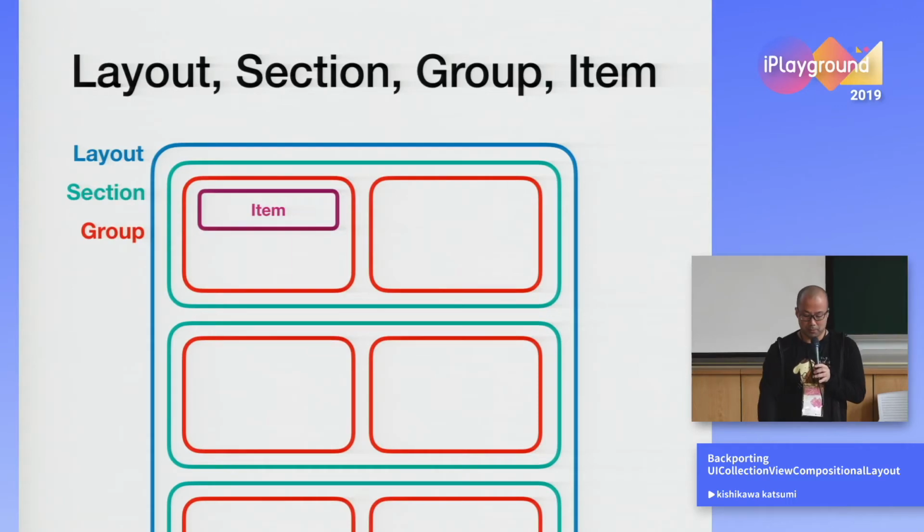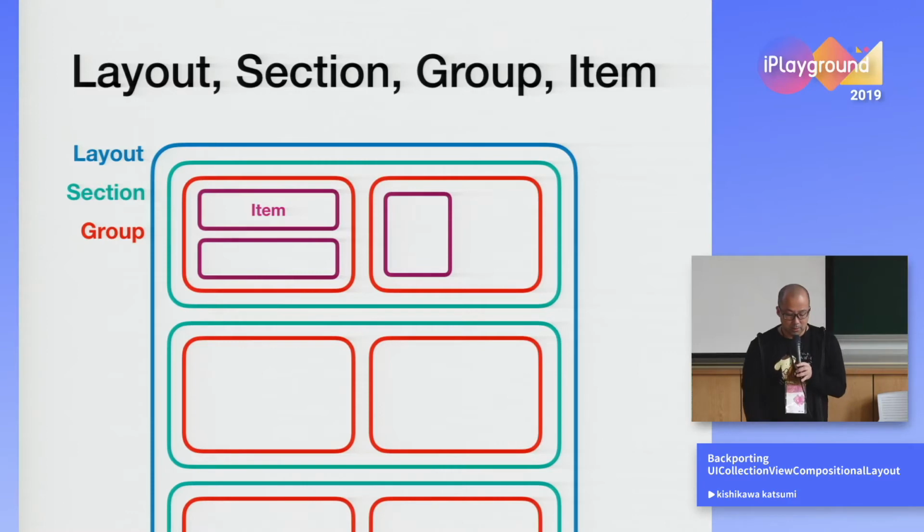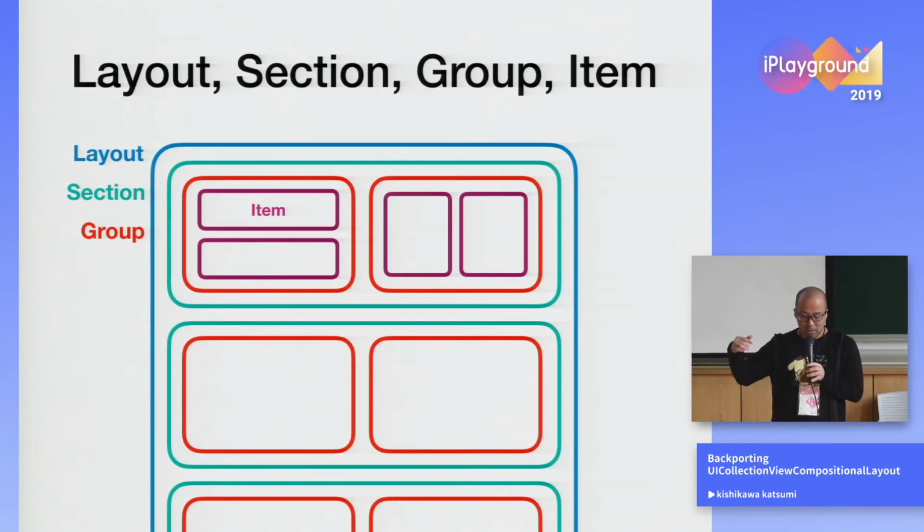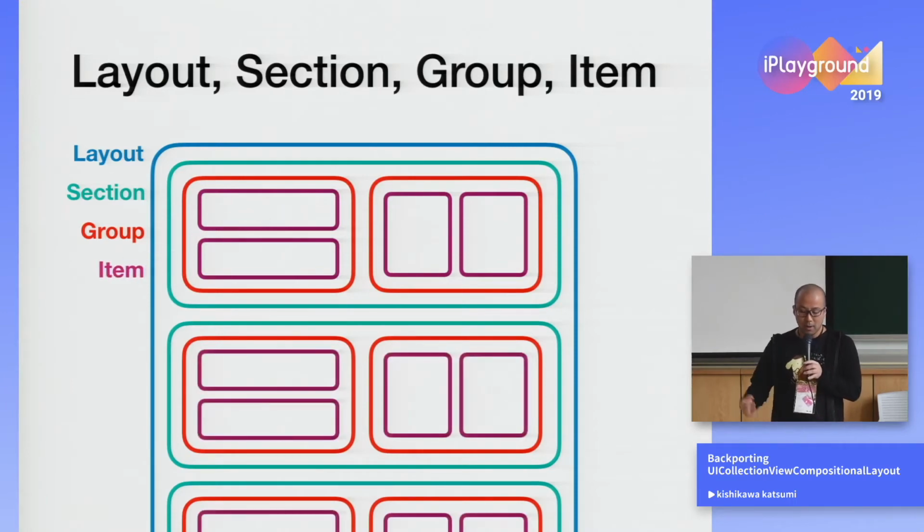A group has items. Items are the smallest unit that makes up a layout, and each item corresponds to a cell. Eventually, the position of the item maps to the cell position. Like that, compositional layout can produce any complex layout by composing these four parts. It's like just configuring, not implementing.